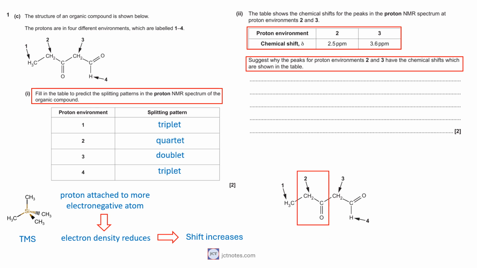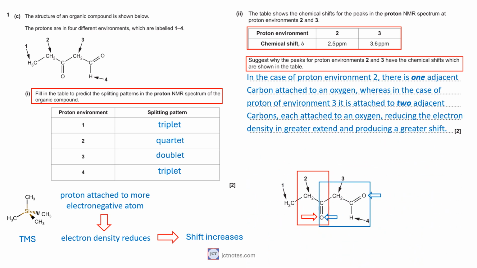In the case of proton environment 2, there is one adjacent carbon attached to an oxygen, whereas in the case of proton environment 3, it is attached to 2 adjacent carbons, each attached to an oxygen, reducing the electron density to a greater extent and producing a greater shift.